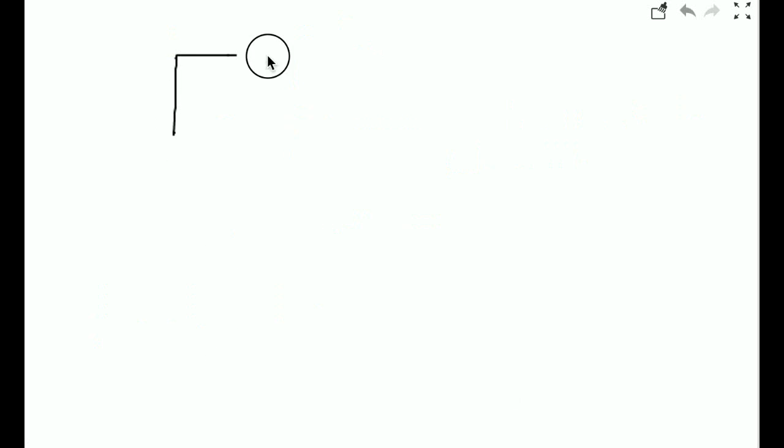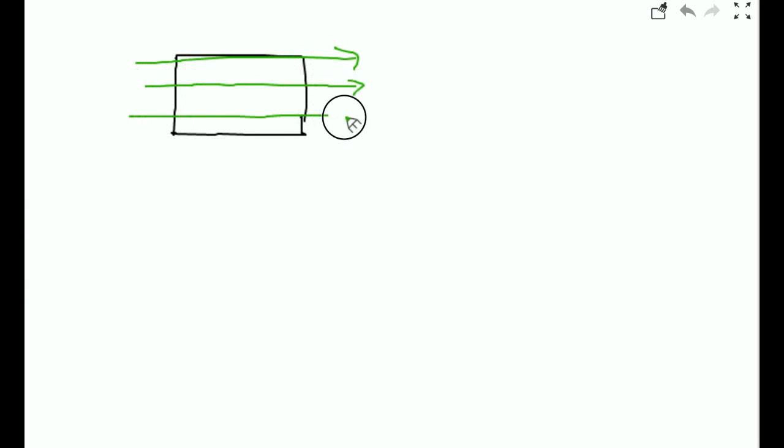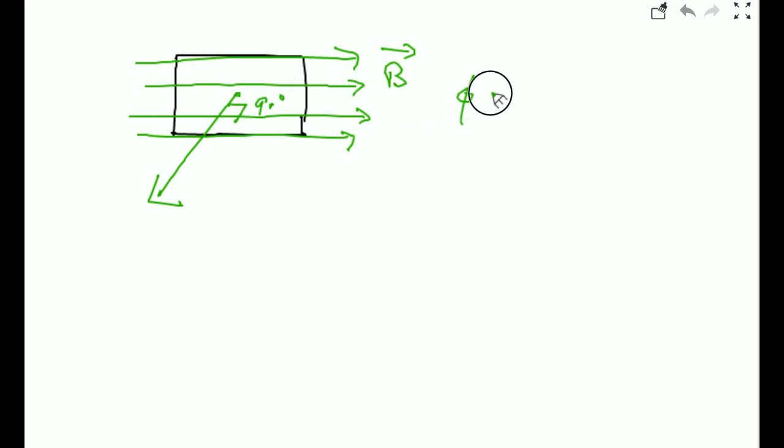Suppose this is the closed loop we have in the plane, and magnetic lines are passing along the plane. This is the direction of the magnetic field, and the area vector will be perpendicular to the plane, so it will be 90 degrees with the magnetic field. So the flux is 0 because theta equals 90 degrees, from the flux formula AB cos theta.